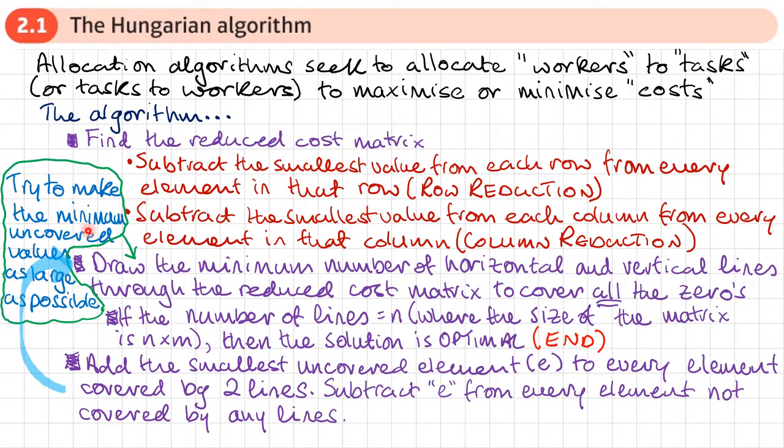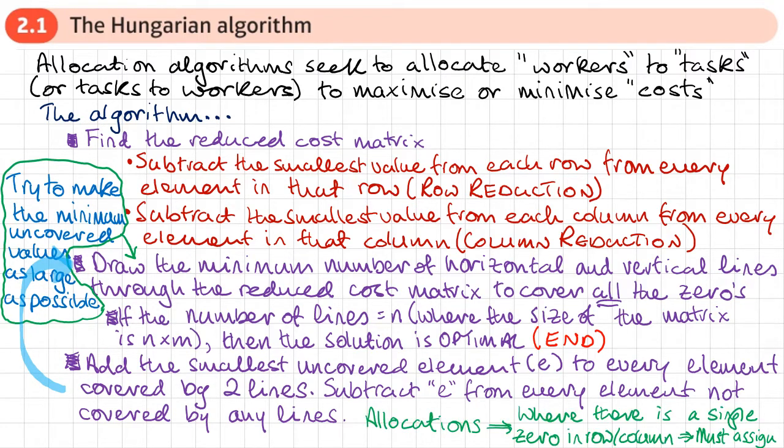And by carrying out this step here, by making the minimum uncovered values as large as possible, it minimizes the number of times we need to iterate and go around these steps. Now, just a little word about doing our allocations. Quite often we can look at the cost matrix that we've got and allocate workers to tasks once we've found an optimal solution. But where there's a single zero in a row and column, then we must assign that worker to that task.